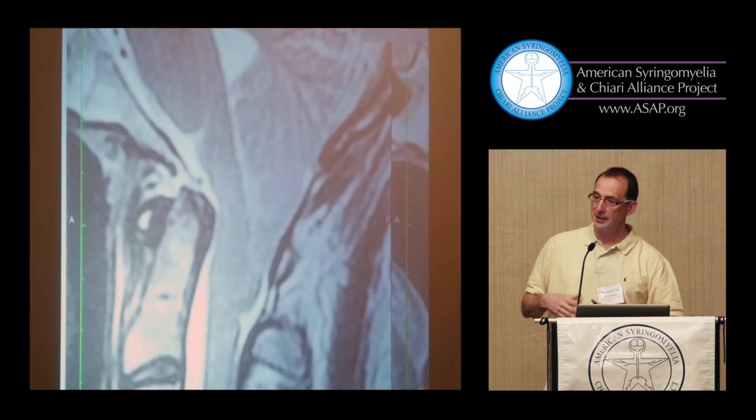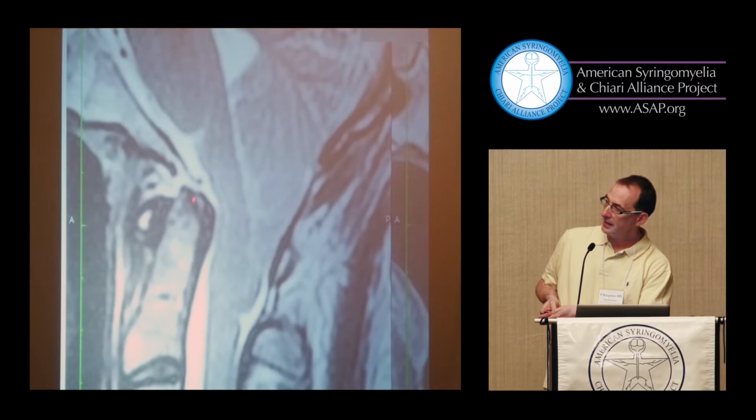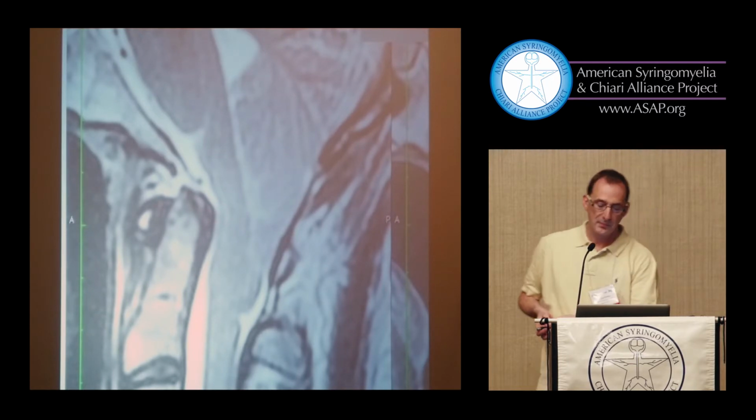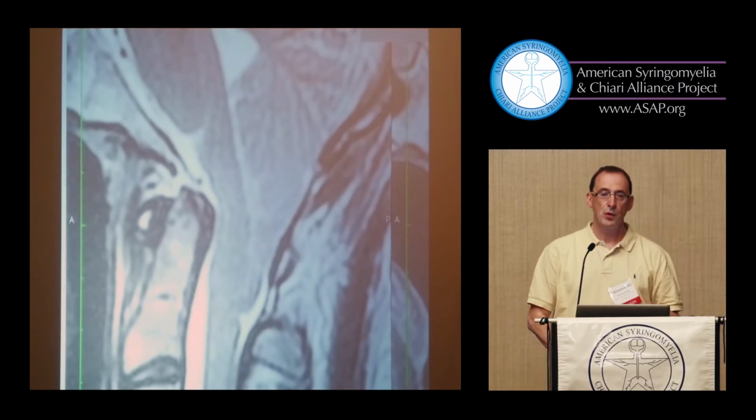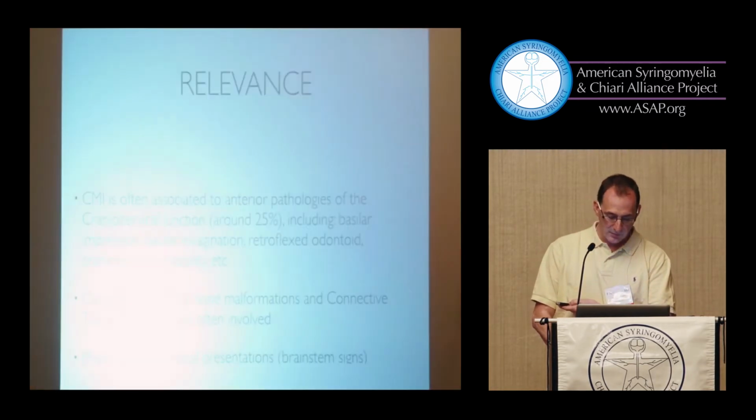This odontoid is supposed to be at a certain angle with the base of the skull. It's supposed to have a sort of breathing room in reference to the upper part of the spinal cord and the brainstem. But in this case, as you can see, it's tilted backwards and is creating an indentation in the brainstem. So this is what the problem is here, not just a Chiari 1 malformation, but a Chiari 1 malformation plus something else coming from the bony anatomy of the craniocervical junction.